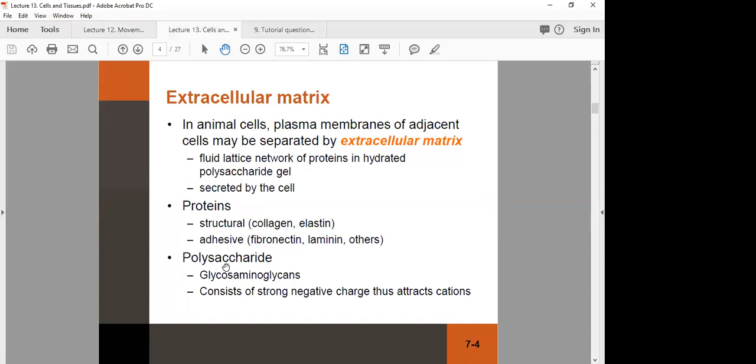All right, the most abundant polysaccharide that's found in the ECM is the glycosaminoglycans. Glycosaminoglycan polysaccharides contain a strong overall negative charge, and this functions to attract cations into the extracellular matrix. As the concentration of cations builds up, water follows simply by osmosis, and this is how we end up with this highly hydrated extracellular matrix.